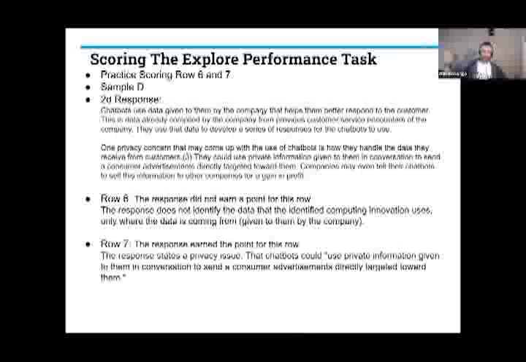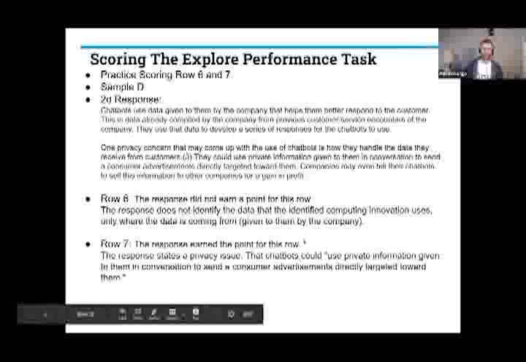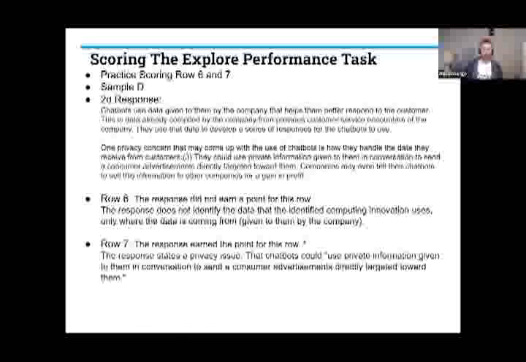All right, so for row 6, the response did not earn a point for this row. The response does not identify the data that the identified computing innovation uses, only where the data is coming from. Notice it says chatbots use data given to them by the company. Well, it didn't say what the data was. It doesn't say purchase history, how much money they've spent, where they've spent it, where it was shipped, credit card information, all of that stuff that maybe the company would be giving to the chatbot, but they didn't actually say that, so they don't get row 6.